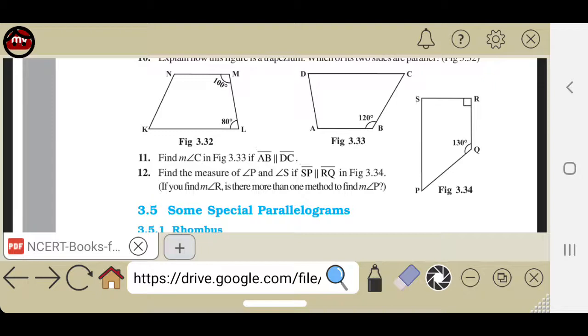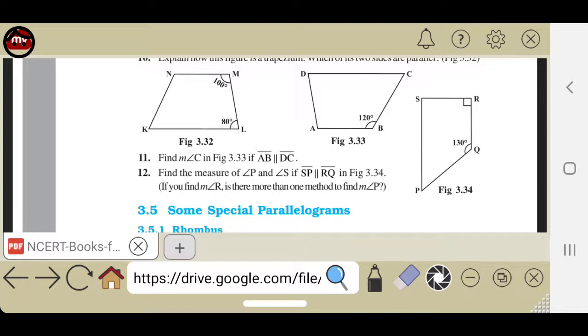Then in the 11th question, find the measure of angle C if AB parallel to DC. If AB and DC are parallel, then BC is its transversal and co-interior angles are supplementary. Co-interior angles supplementary means the sum of the two angles equal to 180. Angle B plus angle C equal to 180. Angle B is 120, so angle C equal to 60 because 120 plus 60 equal to 180.